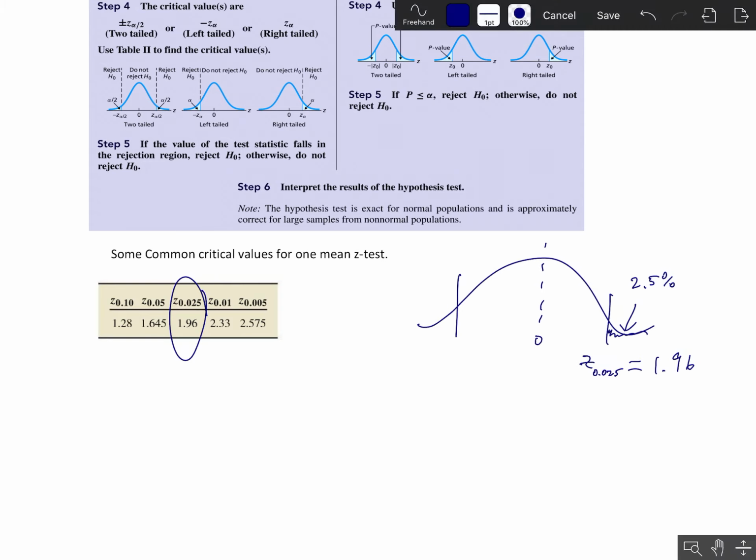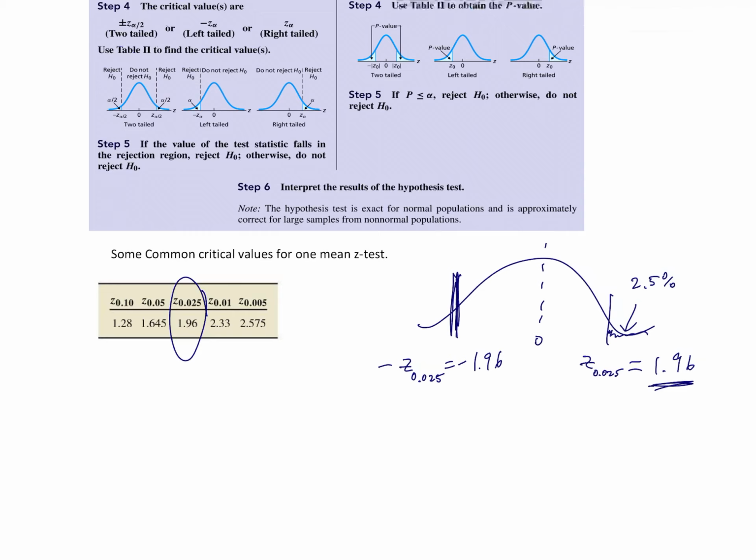And because this is symmetric around 0, this other critical z-value that has 2.5% of its area to the left would end up being negative z.025, which is just the negative of the right critical value. So our two critical values are plus or minus 1.96. And that's also what you would expect up here whenever we look at the critical values for two-tailed tests. It'll be plus or minus that critical z-value with half of the area.